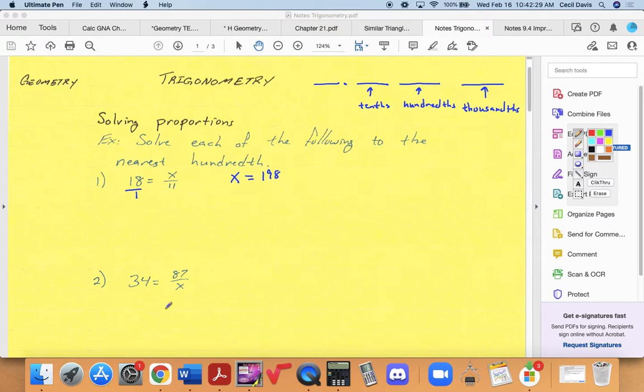Take, for example, this problem. You've got 34 equals 87 over x. Put this over 1. Do the cross multiplication. We get 87 is equal to 34x. Then to solve that, what will we do? Yeah, actually we'll divide both sides by 34. And 34 divided by 34 is what? 1. So we just have 1x.